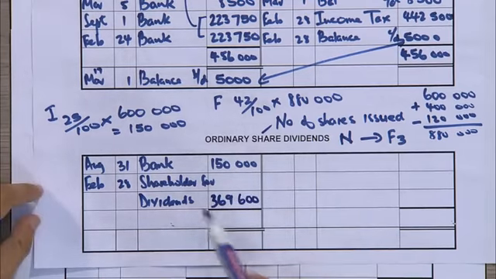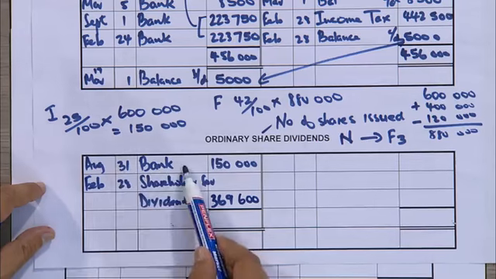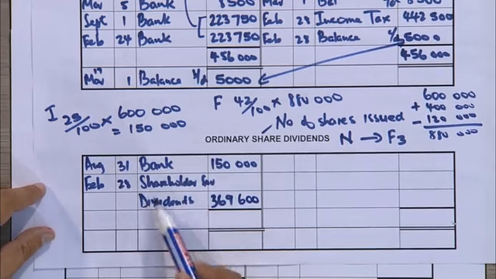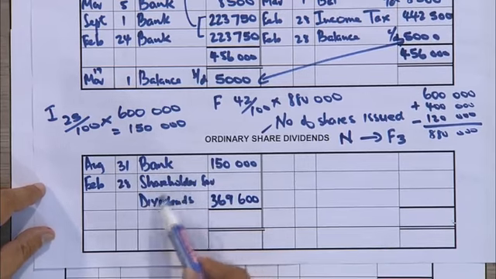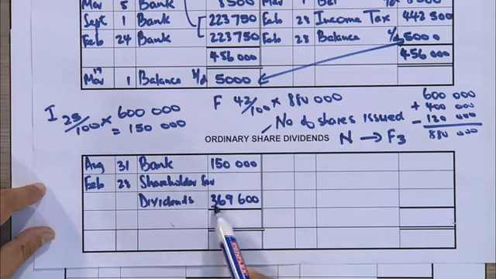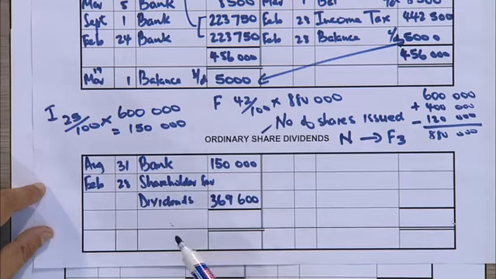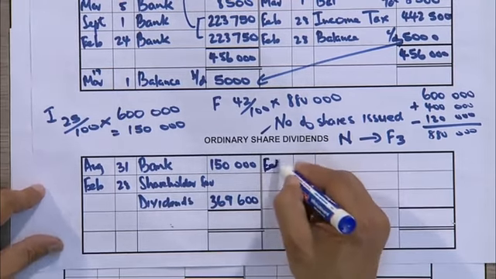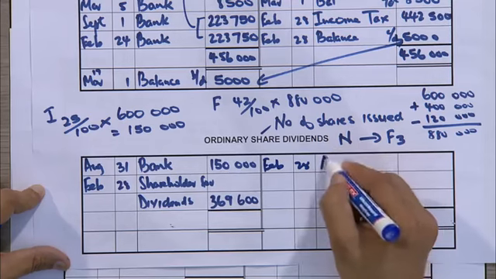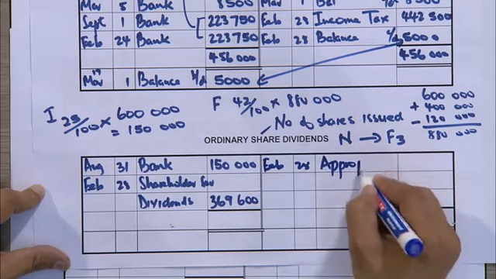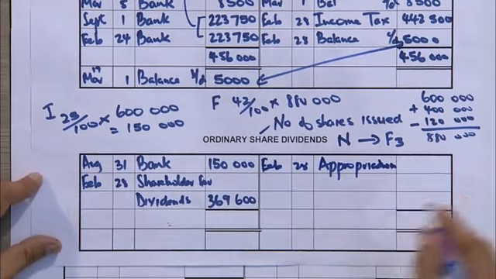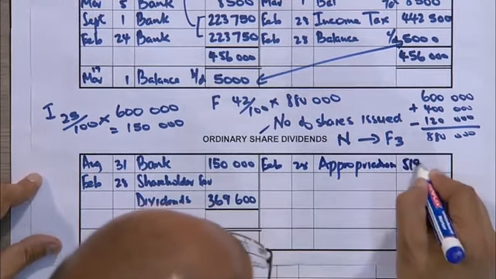Okay. Please take note, grade 12, that the first dividend is an interim. So we'll have to write bank because we're paying. The second dividend is the final dividend. We're only declaring, we're not paying, so we still owe the shareholders for dividends the 369,600. Right, then because this is a nominal account, at the end of the financial year, it will close off to appropriation. And that figure will be 519,600.